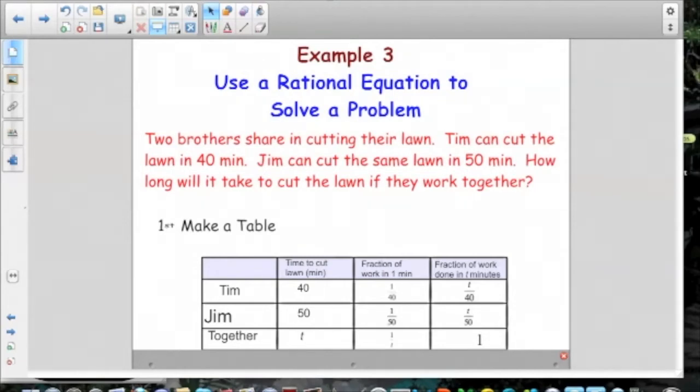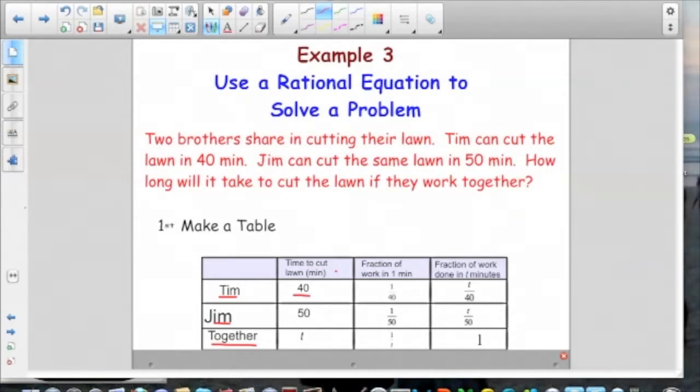So, first of all, we have our two people, Tim and Jim, and they work together. We know the time that Tim can cut it is 40, and we know the time that Jim can do it is 50. Together, we don't know. It's just T. It's unknown.